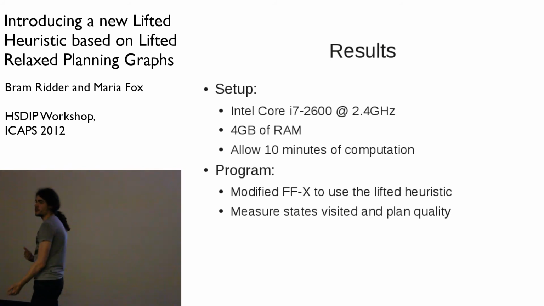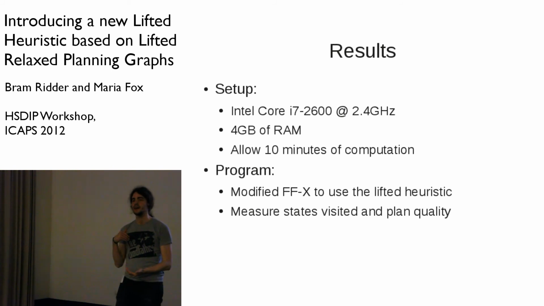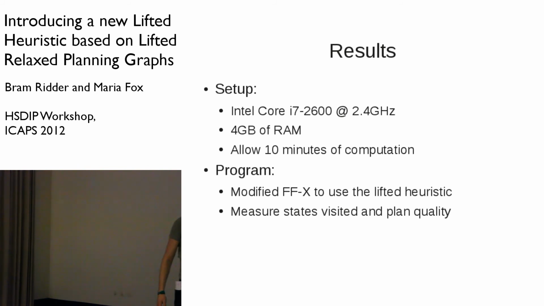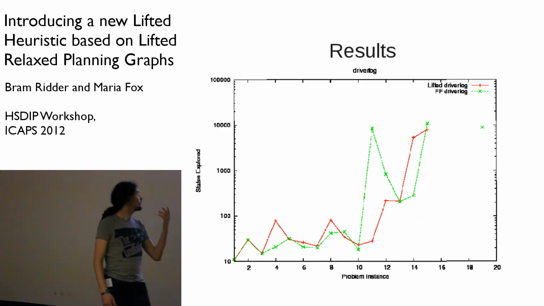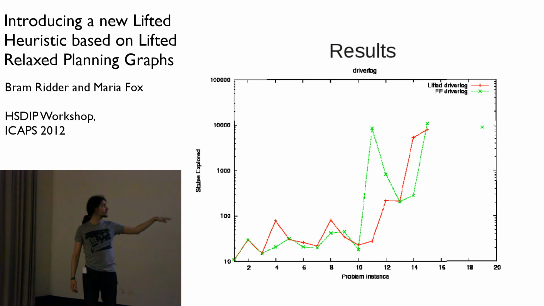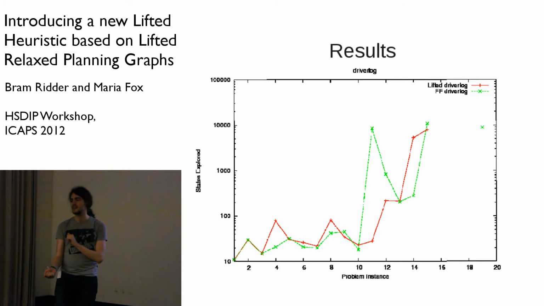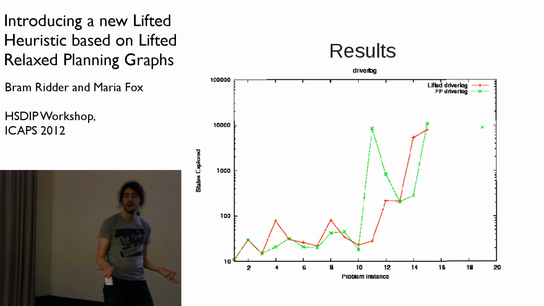To test how good or bad this lifted heuristic is, we try it against a set of problems from the IPC. We tested both the number of states we need to explore and also the length of the plan we find, and we compare this against FF. The red line here is the number of states we visited with the lifted heuristic, and the green is the number of states FF visits. Surprisingly, we don't do too badly. FF is able to solve one more problem than we are. In general, sometimes we visit fewer states, sometimes a little bit more, but it's pretty good for a lifted heuristic.